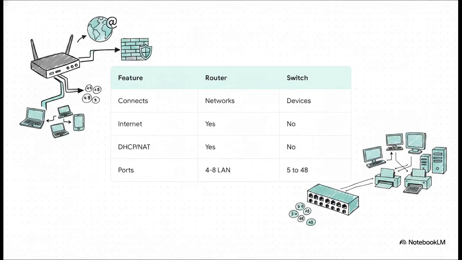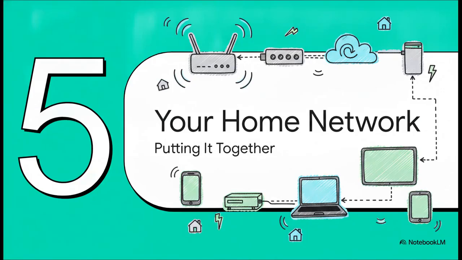So, bringing this all together into the ultimate cheat sheet, notice how routers handle all the really heavy lifting for the internet. They provide the firewall, they handle the NAT translation, they assign the IPs, and typically they only have a handful of ports. Switches, on the flip side, do none of that internet translation. They don't have firewalls, they are simply designed with anywhere from 5 to 48 ports to give you way more wired local connections.